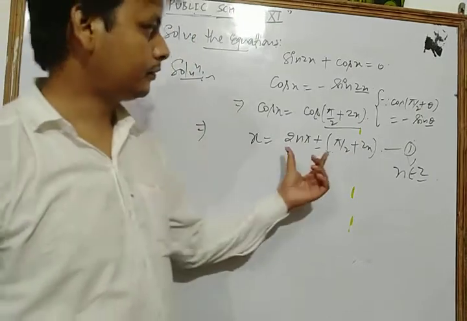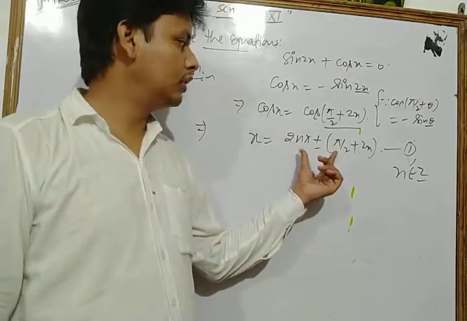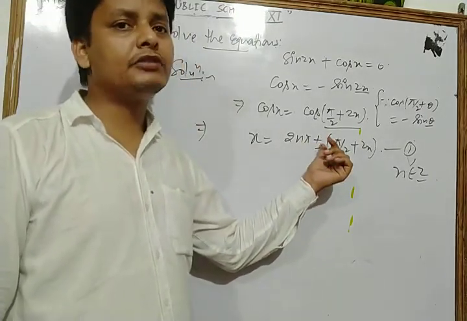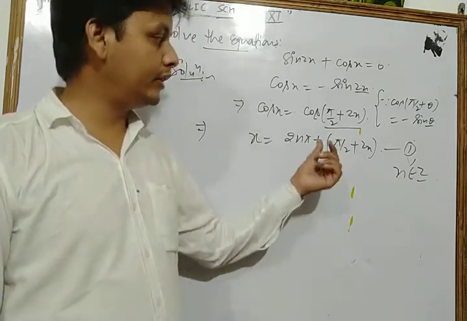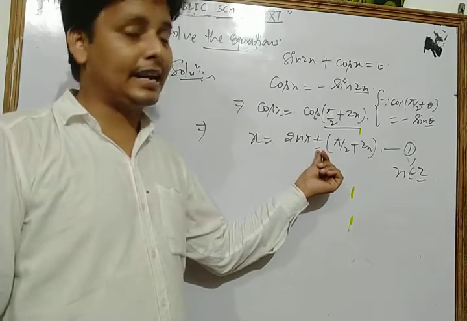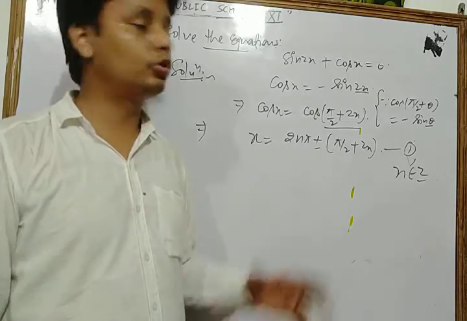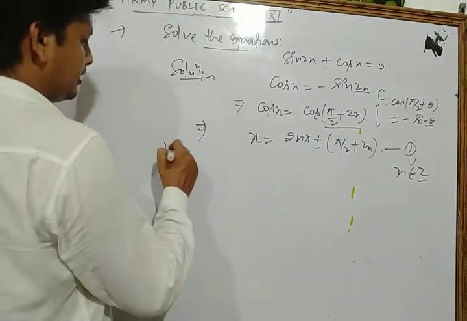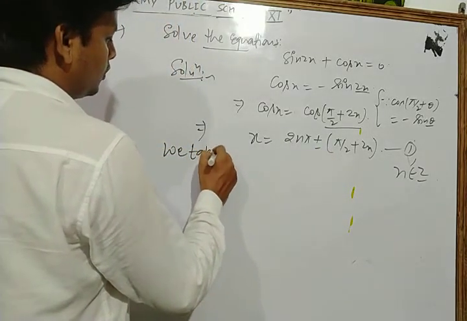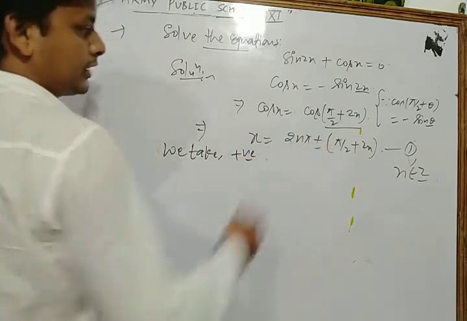Now let's see. First of all we take the positive sign, so we get one solution. When we take the minus sign, we get another solution. So there are two solutions of that trigonometric equation. Now first we take the positive sign.